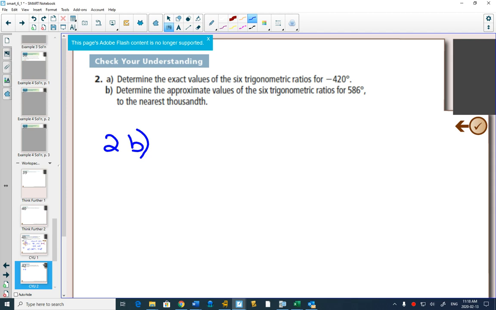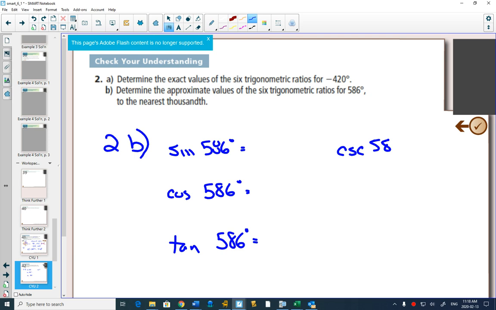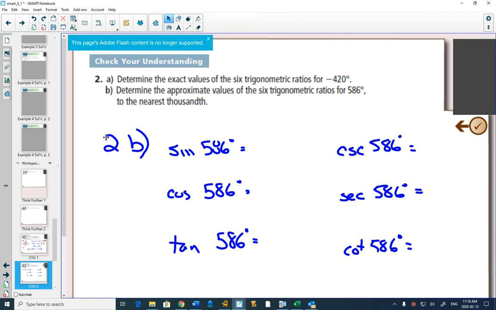So in 2b, it says determine the approximate values of the 6 trig ratios for 586 degrees. So we want to find out what is sine of 586 degrees, cos of 586 degrees, and tan of 586 degrees. Those are your primary trig functions. And then you'll also want to find the reciprocals: secant, cosecant, and cotangent. So this is a calculator question because it says to the nearest thousandth.